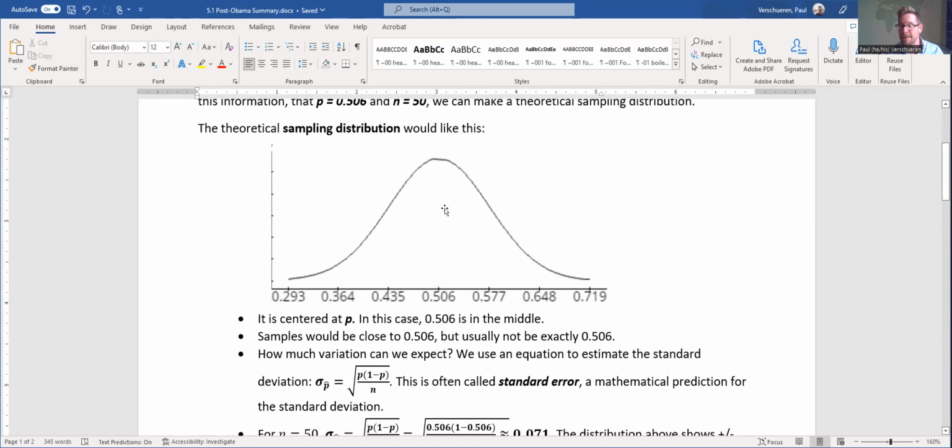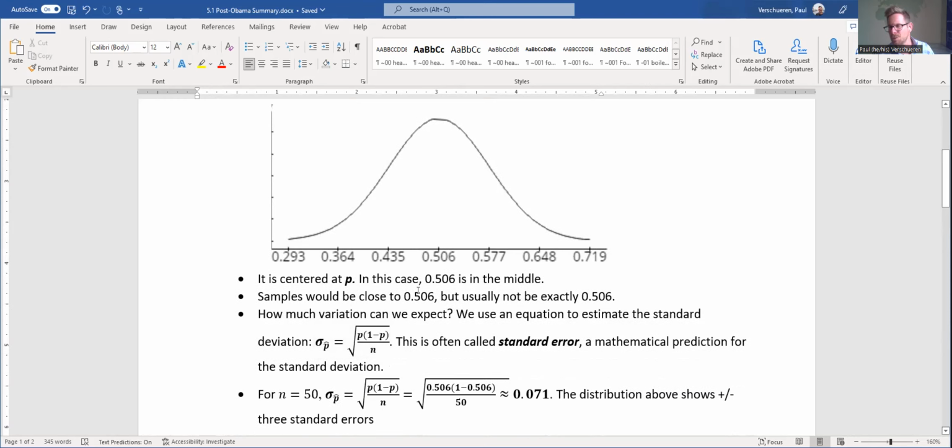So this sampling distribution would be centered at the population proportion. 0.506 is in the middle. Samples should be pretty close to 0.506, but not exactly 0.506. In fact, technically, if we talk to 50 people, if you divide any whole number by 50, you're just going to get an even percent. So all our results would be like 48% or 50% or 52% or 54%. You actually couldn't get 0.506. So samples would be close, but not exactly.